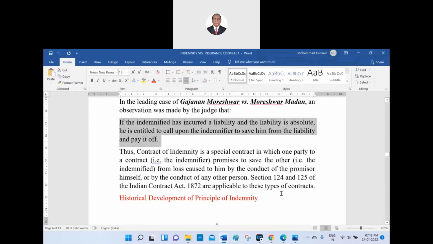If the indemnified has incurred a liability and the liability is absolute, he is entitled to call upon the indemnifier to save him from the liability and pay it off.